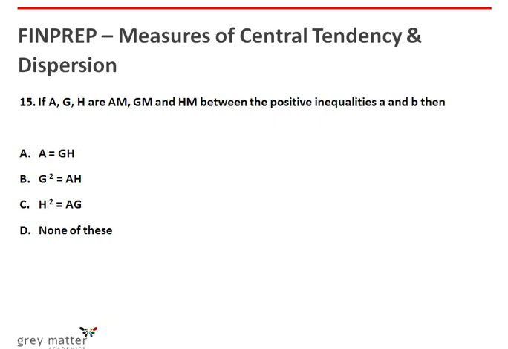15th question, A, G, H are the arithmetic mean, geometric mean and harmonic mean between the positive quantities A and B. Then, as per the property, the relation between arithmetic, geometric and harmonic mean works out to G squared equals A into H. That is, the square of the geometric mean will be equal to the product of the arithmetic mean and harmonic mean. So the answer is B option, or G squared is equal to AH as per our PowerPoint projection. I repeat, B option, G squared equal to AH.